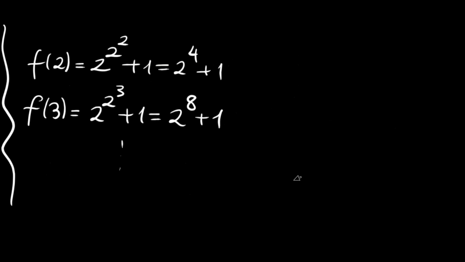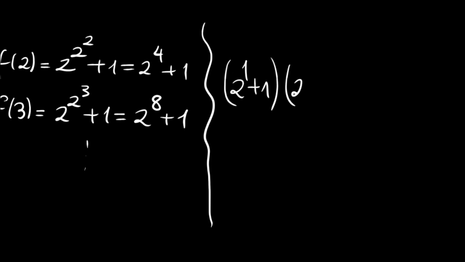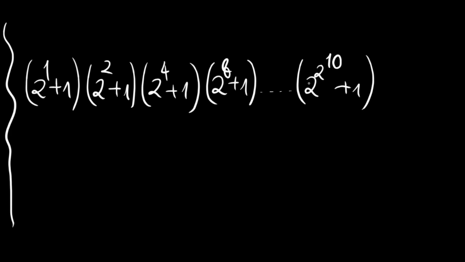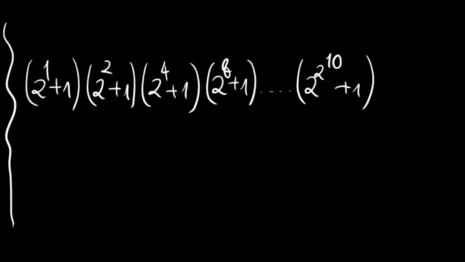Now we will multiply. As we see, what are the multiplicands here? We have 2 to the first power plus 1, 2 to the second power plus 1, 2 to the fourth power plus 1, 2 to the 8th power plus 1, and so on, up to 2 to the power of 2 to the power of 10 plus 1, which is actually 2 to the power of 1024 plus 1. Now, how to simplify such an expression, such a multiplication?